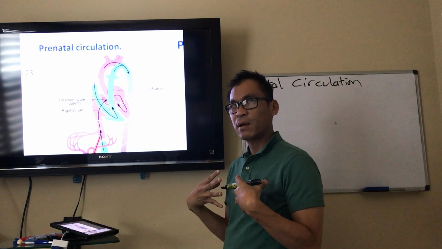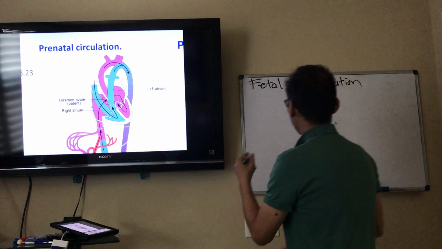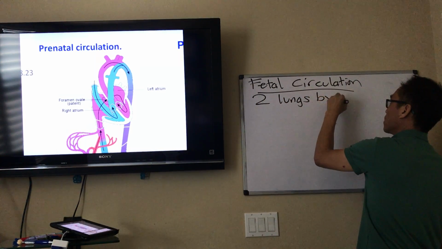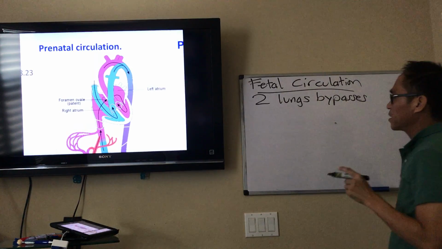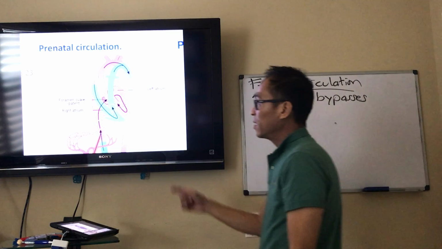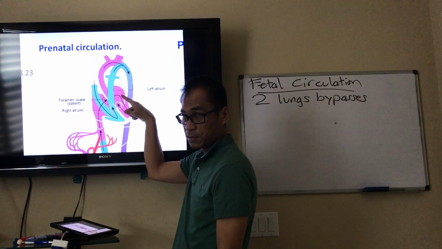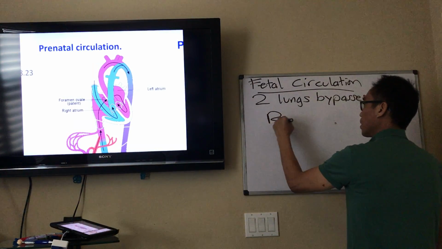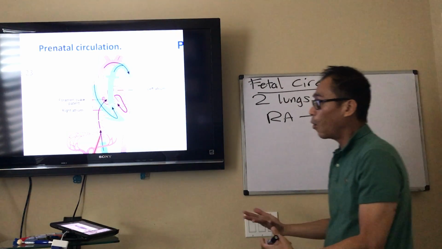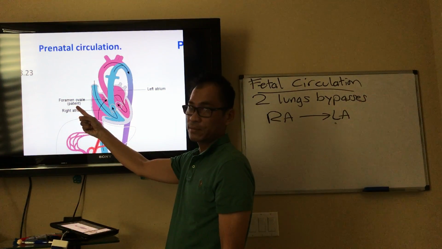Okay? So, this first bypass, we have two lung bypasses you should know. Two lung bypasses. Basically, blood will get from right heart to left heart without going through the lungs. One of those ways, it goes from the right atrium to the left atrium, therefore bypassing the lungs. We have blood flow from RA to LA, therefore that's a lung bypass. Now, the hole it goes through, when it's open, is called the foramen ovale. When it's open, it's patent. Okay?